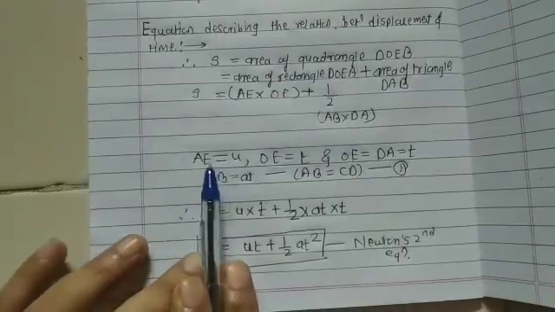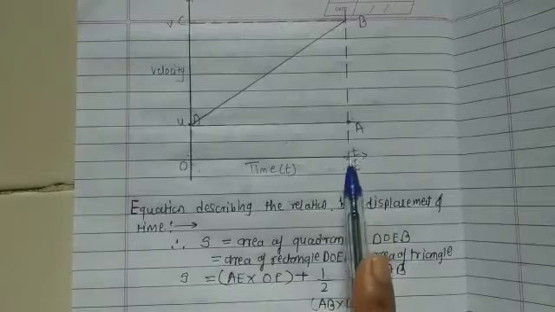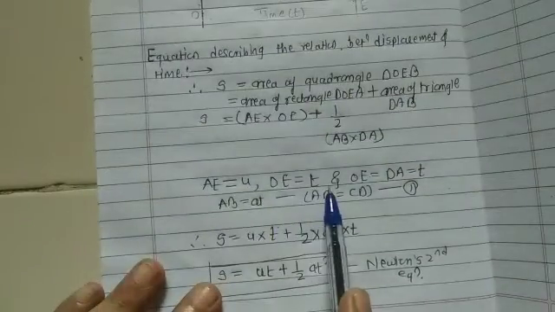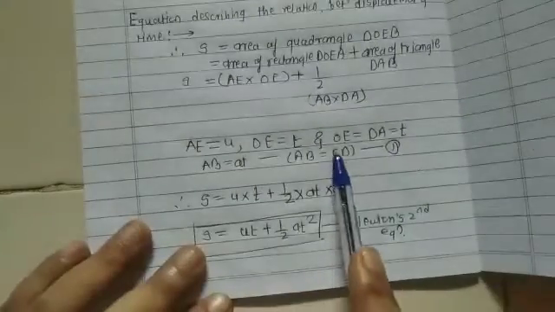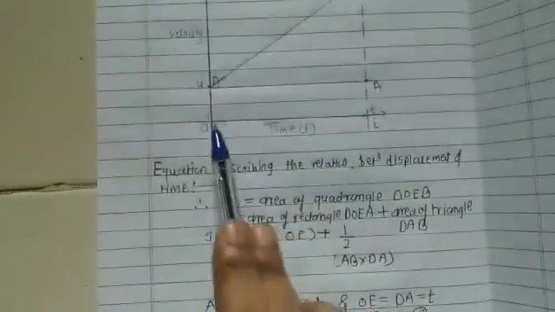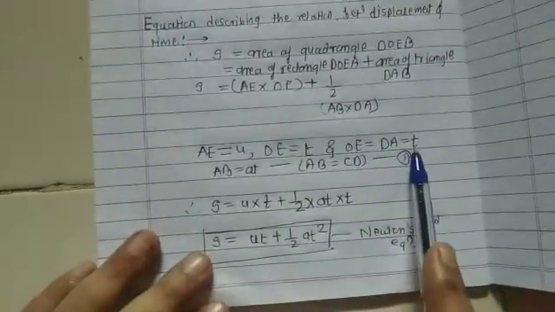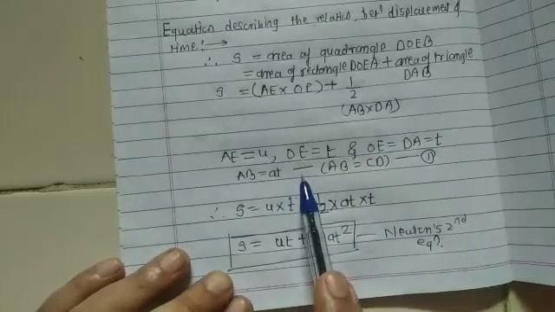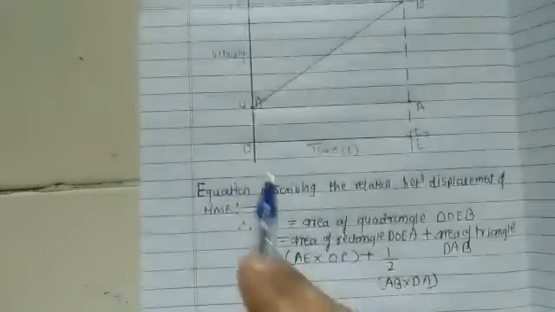Now we know that student AE is equal to U. Where is AE? AE is equal to U. Next OE is equal to T. OE is equal to TA. So both have the value T. AB is equal to AT. Therefore we can write that AB is equal to AT.